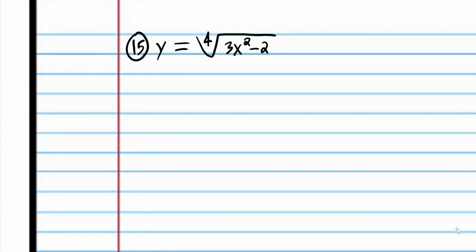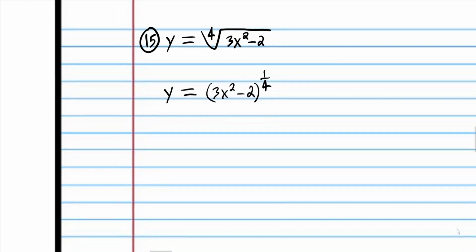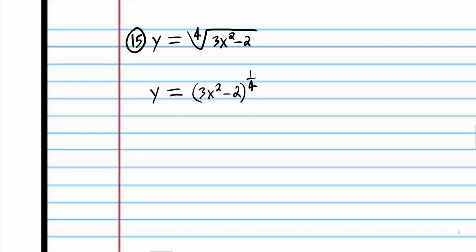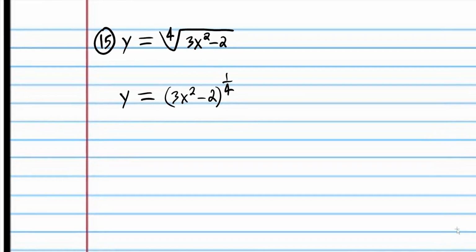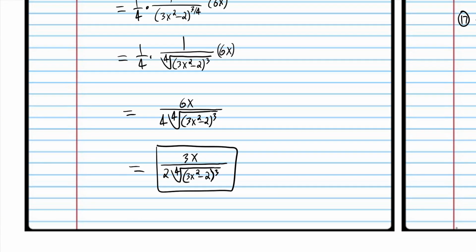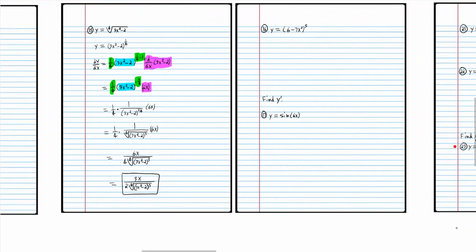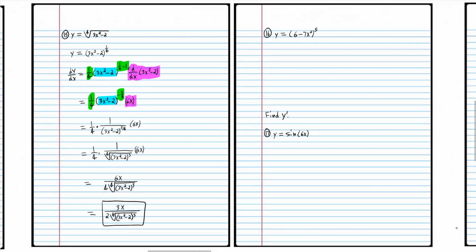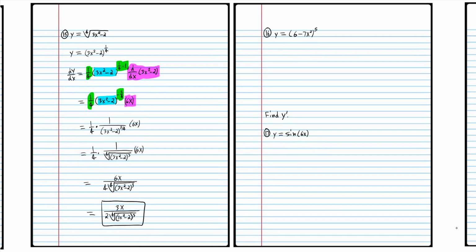Now remember, when we're finding derivatives, we don't really know how to find the derivative of a root. At least not, we don't have any formulas for that. So we have to change to the 1/4 power. So go ahead and try number 15, and when you come back, we'll do it together. Okay, we're back. Okay, so if you got that right, excellent. Go ahead and try number 16. When you come back, we'll do it together.